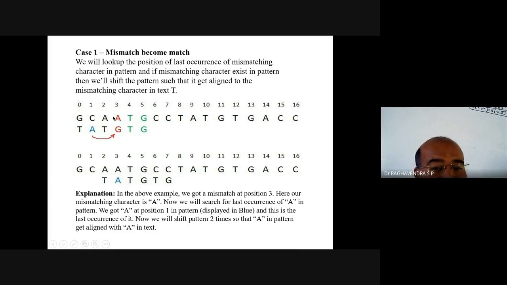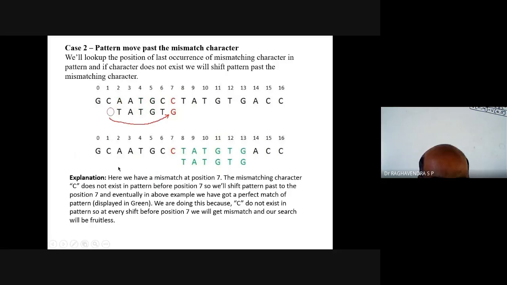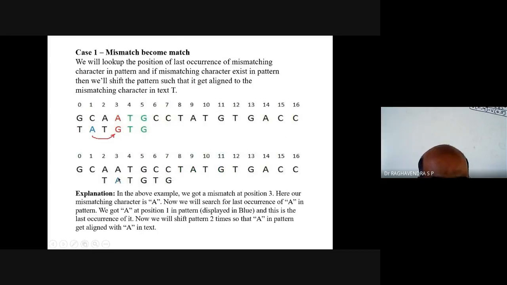So the mismatch occurs because of the occurrence of A. And now what we have to do, whenever there is a mismatch, is find out the occurrence of this A in the pattern. So it is present at position 1. So this A has to be placed here, means the entire pattern has to be shifted in such a way that A will be aligned with position 3. You can see here. And this process will continue.